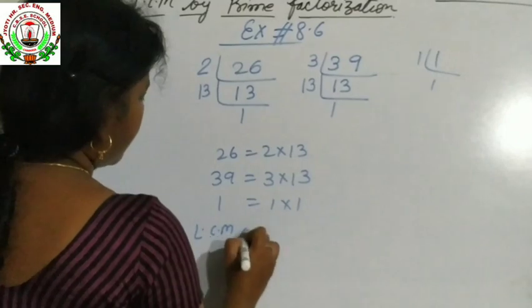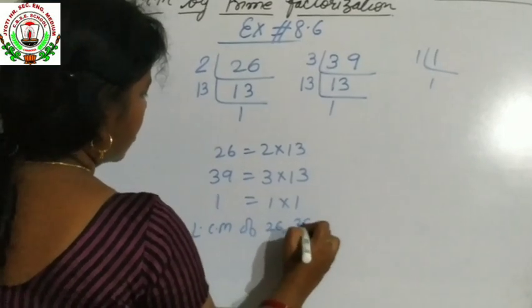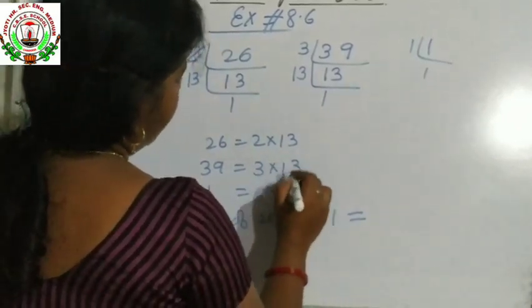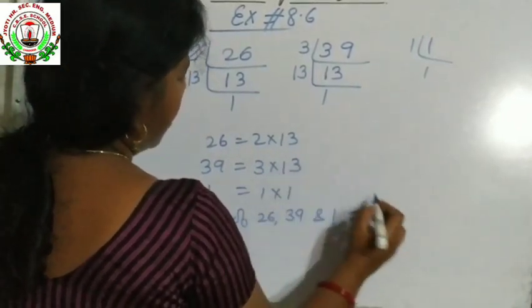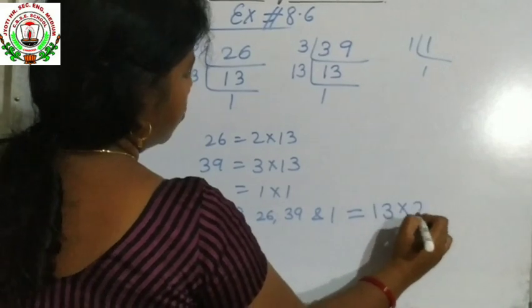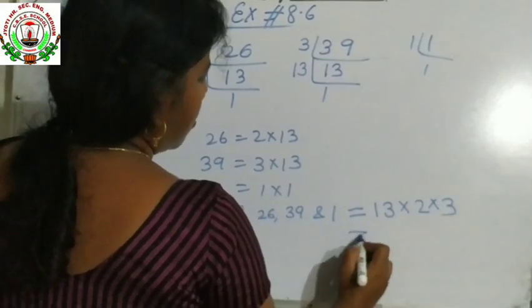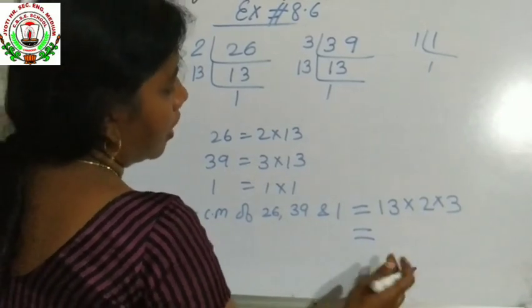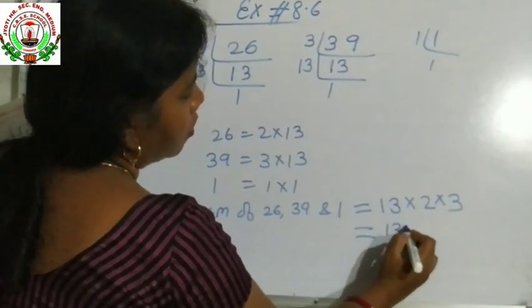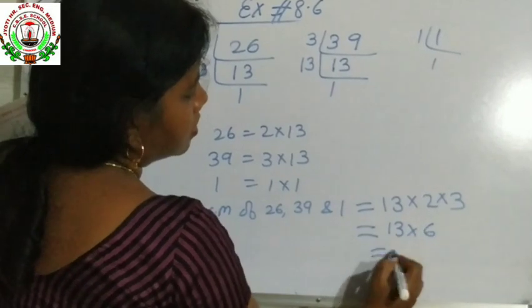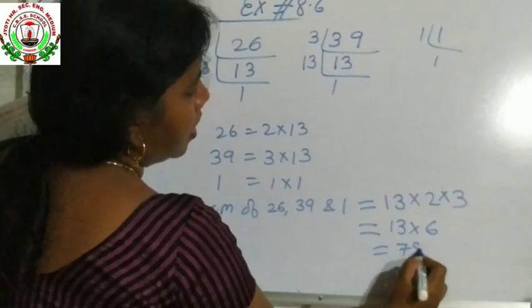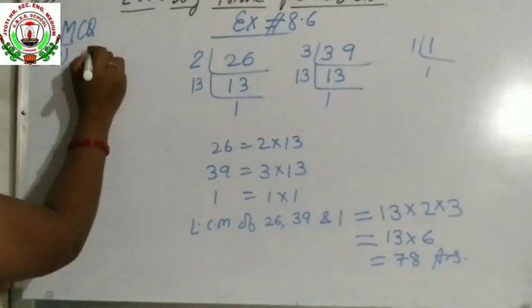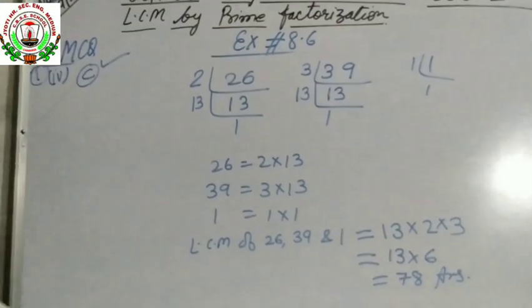Now LCM of 26, 39 and 1 is equal to, now here 13 is only one time it is repeated, then 2 is only one time and 3 is also one time. And if you will write 1, when you will multiply any number by 1, the number itself will come. Then 13 into 2 3 ja 6. 13 6 ja 78. So it is the answer, which is your option number C. So you will put tick mark in C.